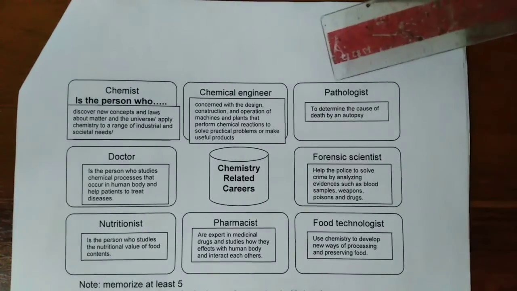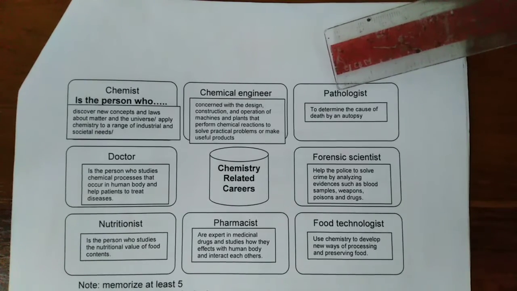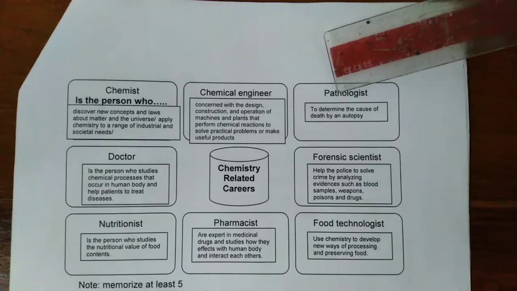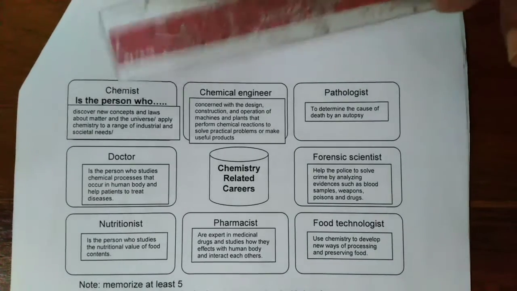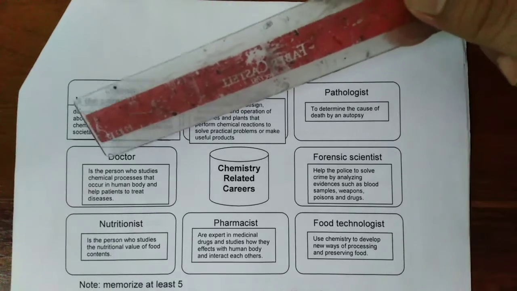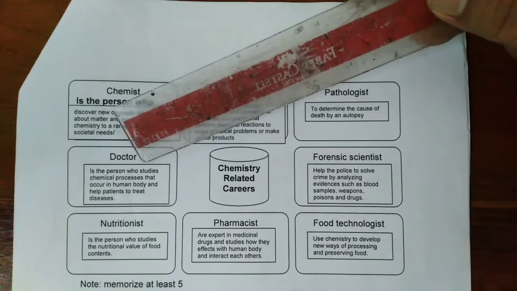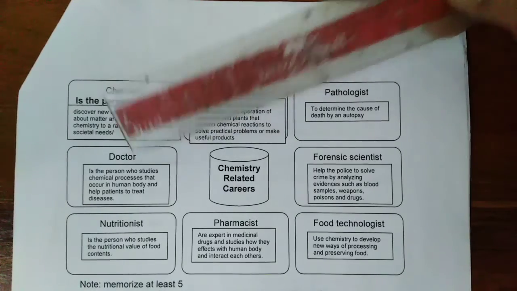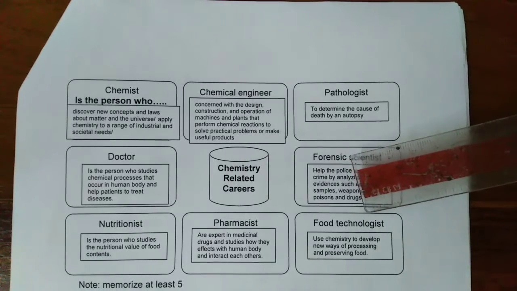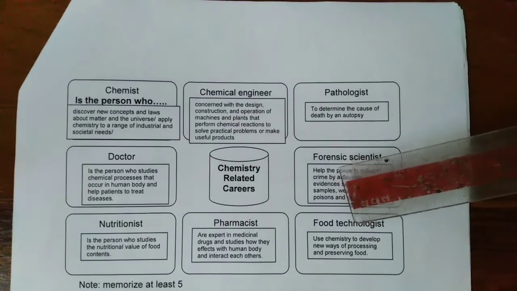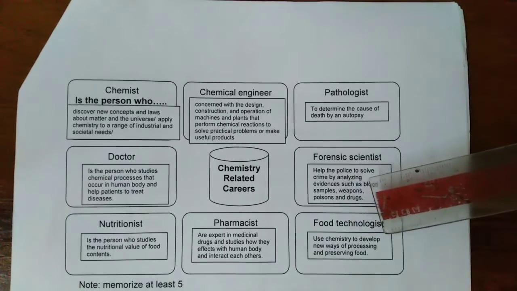Who is a pathologist? The person who determines the cause of death by an autopsy. What is the job of a doctor? Studies chemical processes that occur in the human body and helps patients to treat disease. Who is a food technologist? The person who uses chemistry to develop new ways of processing and preserving food.